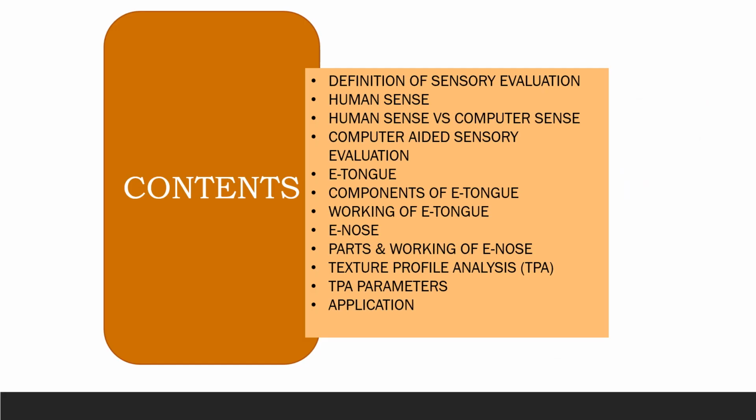Under my topic, I have covered a definition of sensory evolution. I have covered human senses, and human senses compared with computer senses. I've covered a definition of computer-aided sensory evolution, given the information about e-tongue, covered its components and its working. I've also covered e-nose, its parts, and its working. Plus, I have covered texture profile analysis, its parameters, and at last I have covered applications of computer-aided sensory evolution.